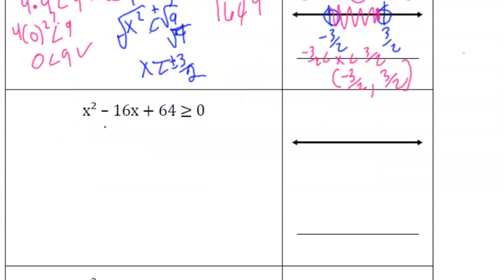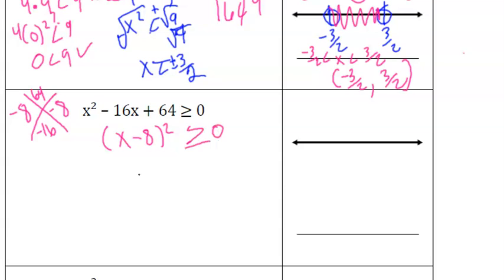Okay, let's do the next one. X squared minus 16x plus 64 is greater than or equal to 0. Let's factor this. So we have 64 and negative 16. So we're going to do negative 8 and negative 8. A is 1, so we don't have to show that there would be a divide by a. So we have x minus 8 squared is greater than or equal to 0. So we have one critical point to test, and it's 8.